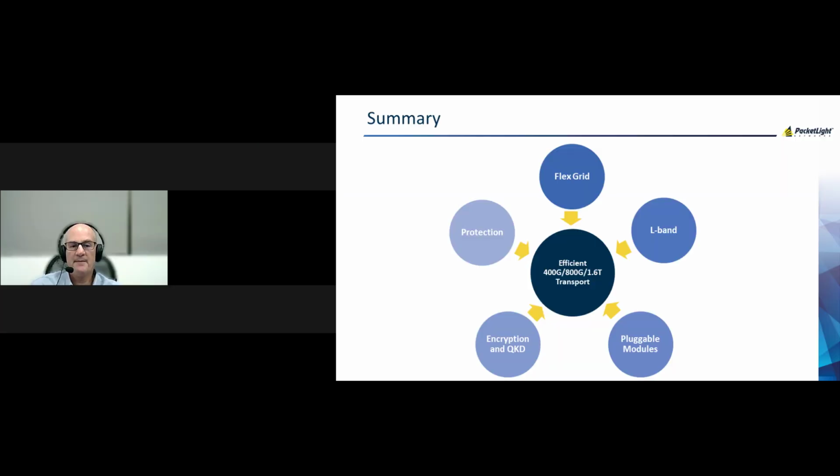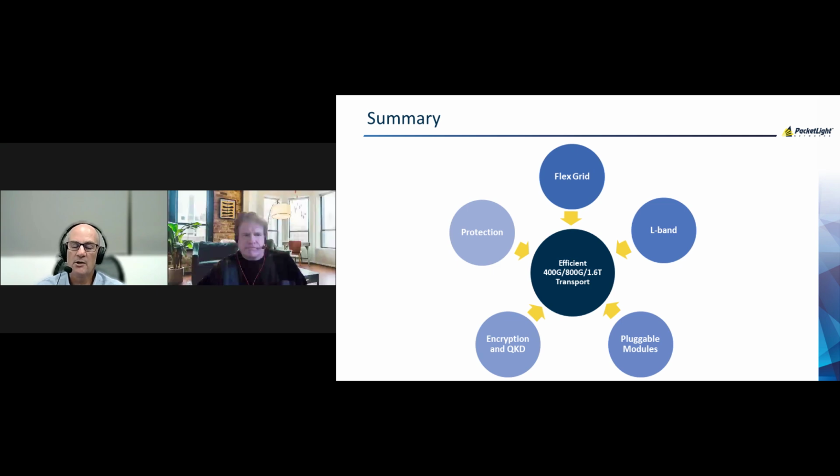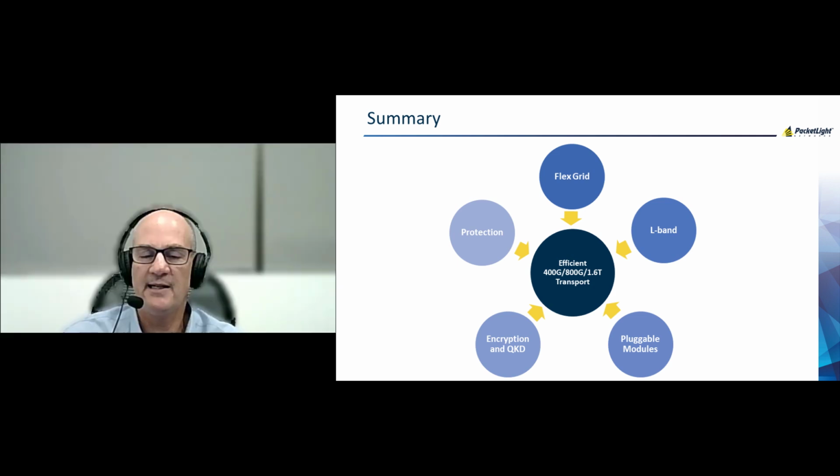Going through the summary. So we explored the flex grid, the L-band technology, which helps us have more and more capacity, more data, more efficiently, maintaining the existing infrastructure and being ready for the 800 gig, 1.6 tera and above. We saw the pluggable modules and their role in this ecosystem, achieving higher density, lower cost, standardization, encryption, which is very important to protect and keep the data safe.